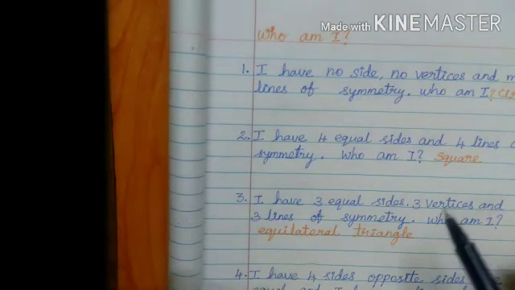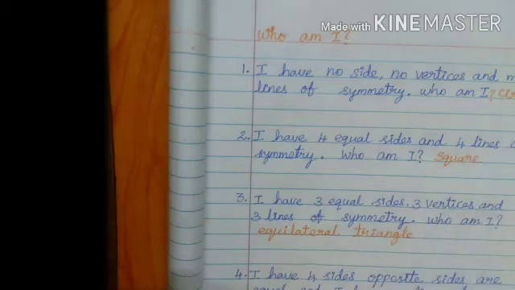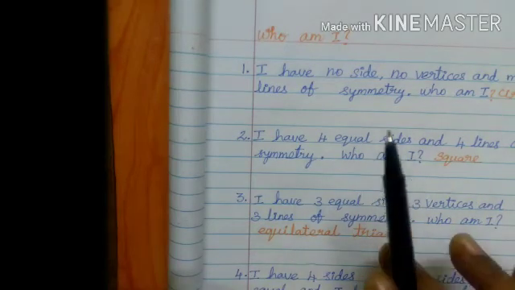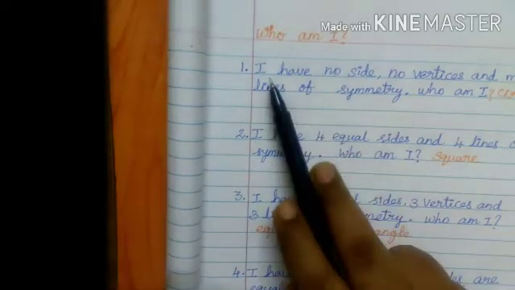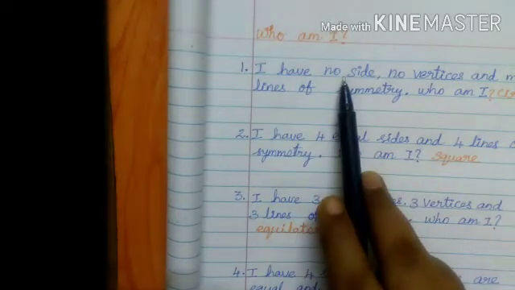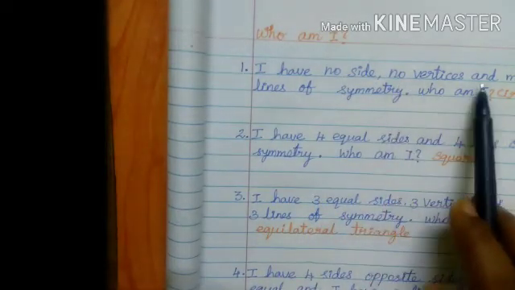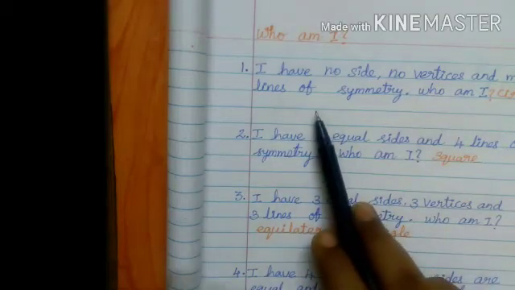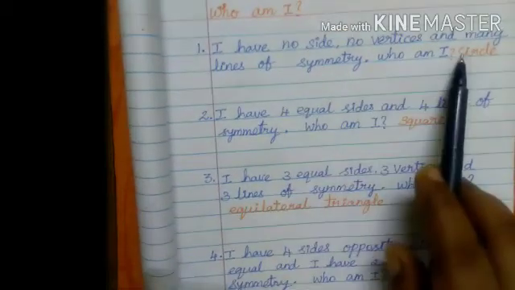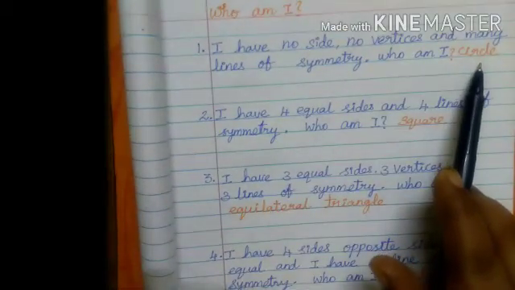The next one, given for this first chapter, book exercise. Once again recall this one, given the notes. Who am I? I have no sides, no vertex and many lines of symmetry. Which one is that? Circle, C-I-R-C-L-E, circle.